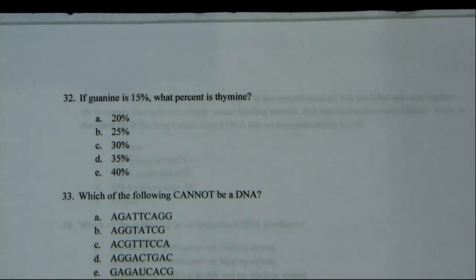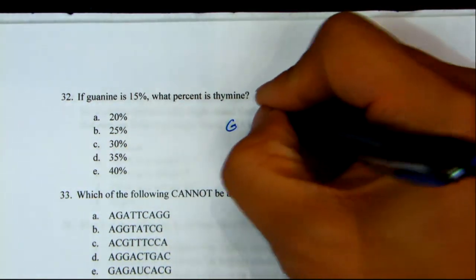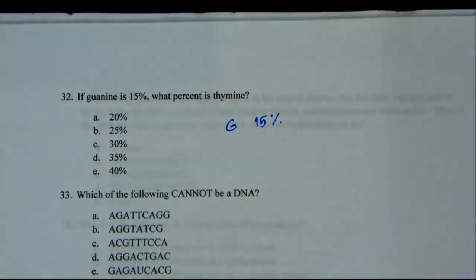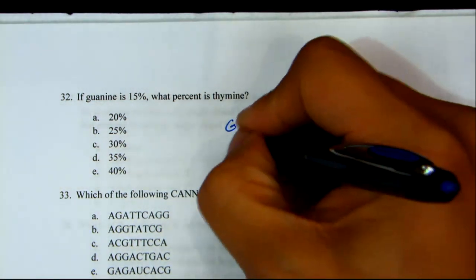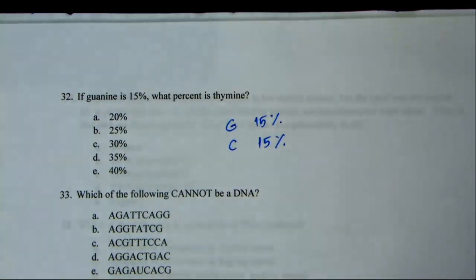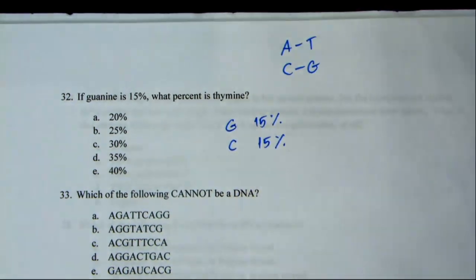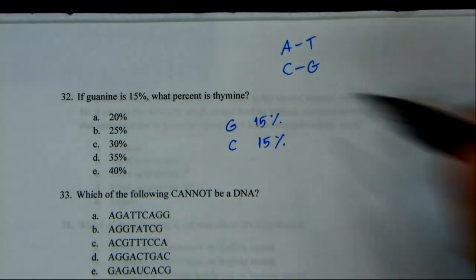For 32, if guanine is 15%, what percent is thymine? So that's pretty simple. So we have guanine of 15%, right? Guanine is complementary with cytosine. Cytosine is also 15%, right? You remember that we have AT and CG, so each of these pairs has to be equal.